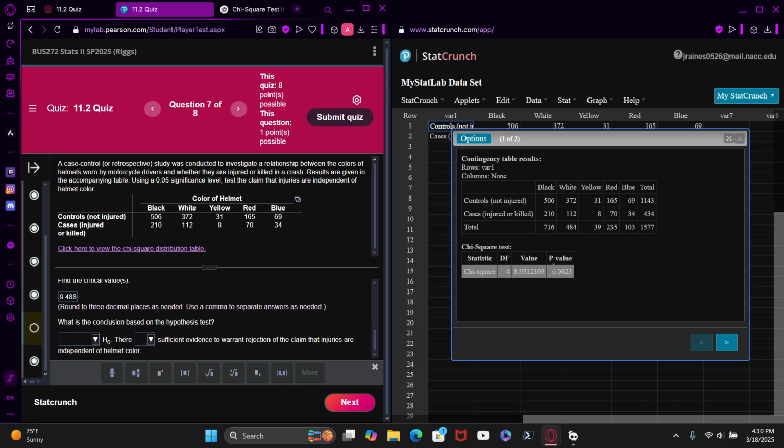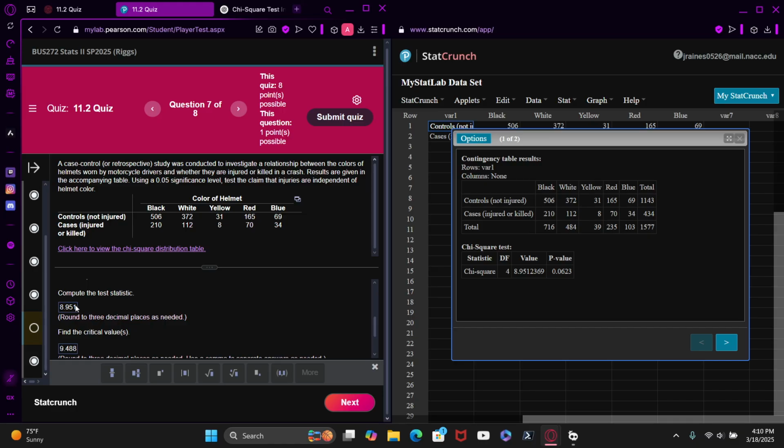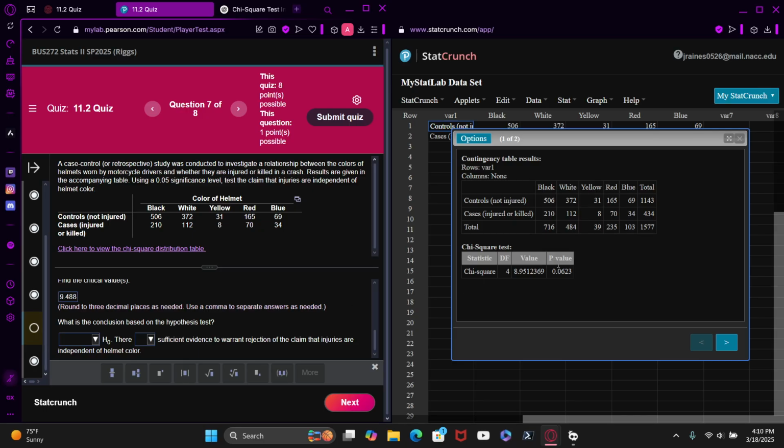What is the conclusion? So once again, they probably want you to say this is inside the critical area, blah, blah, blah. That's overly complicated. Who cares? We got the p-value. We have the significance level. The p is high. So if the p is high, the null will fly. So fail to reject, there is not sufficient evidence. More letters, more letters. You know how it is.